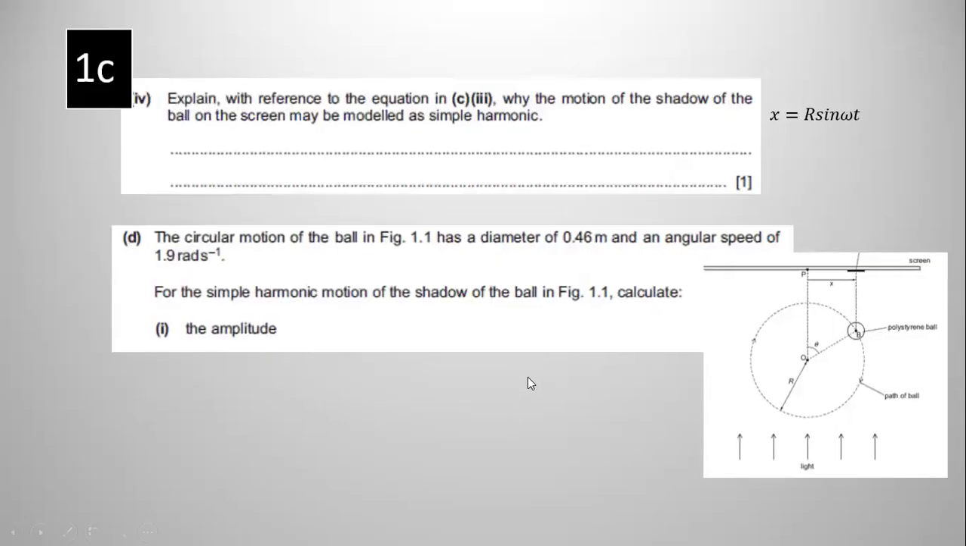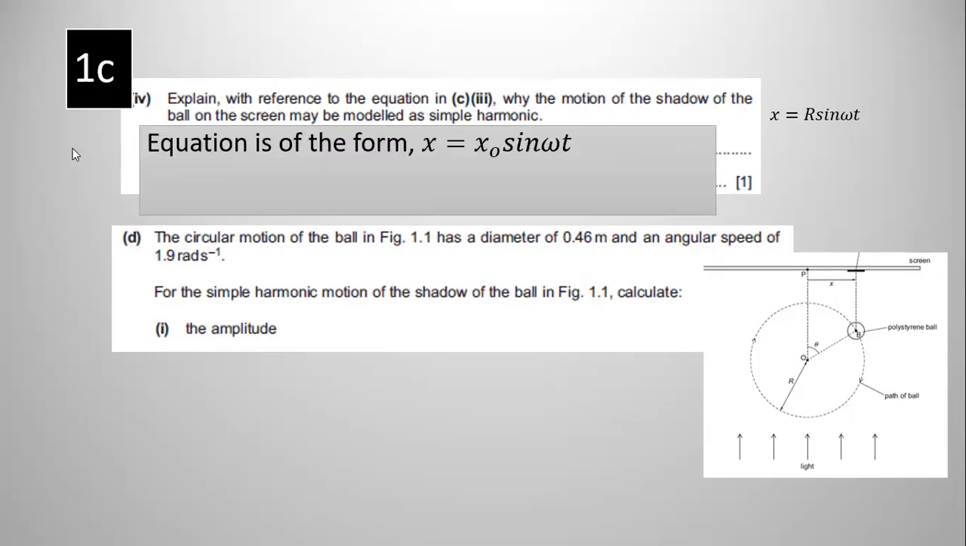Explain with reference to equation C part 3 why the motion of the shadow of the ball on the screen may be modeled as simple harmonic motion. Right? Equation of this form is simple harmonic motion. So this is of this form. So simple harmonic motion.